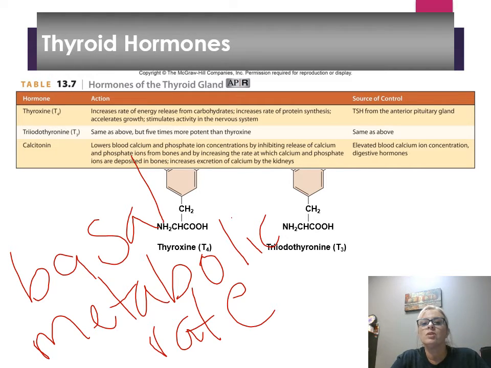The thyroid also produces calcitonin, which is most important in the control of calcium and phosphate concentrations in the blood. It can decrease the rate that calcium and phosphate leave bones, or increase the rate that they are deposited into bones.